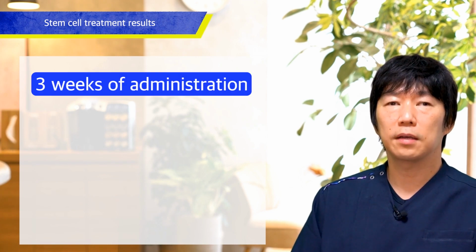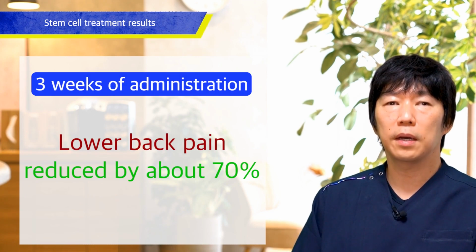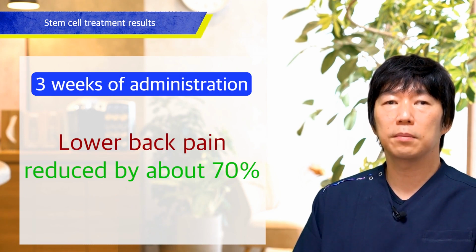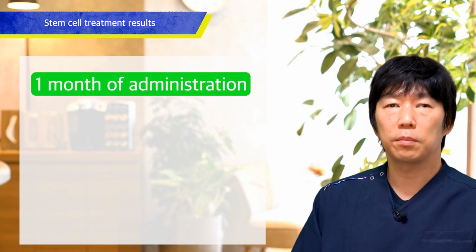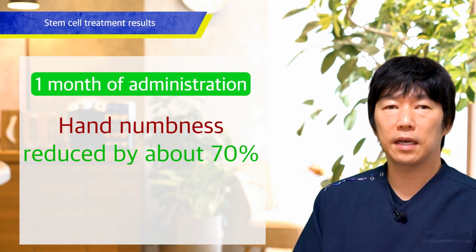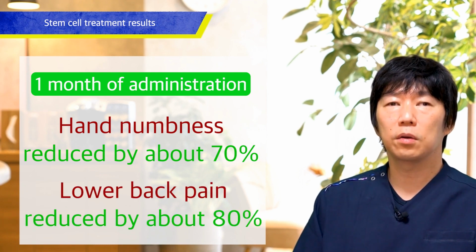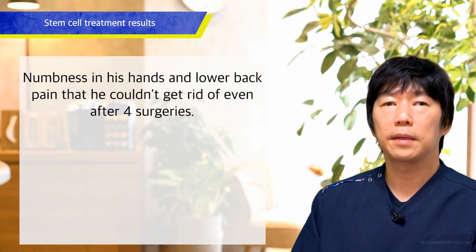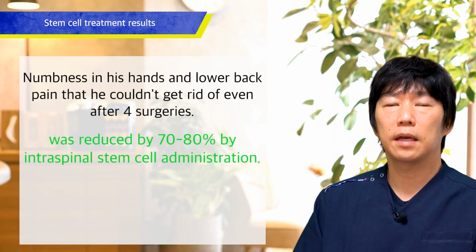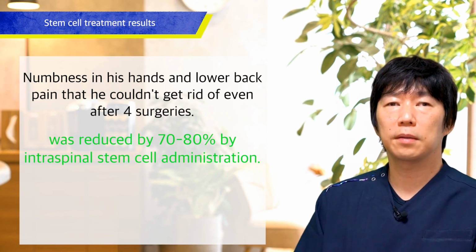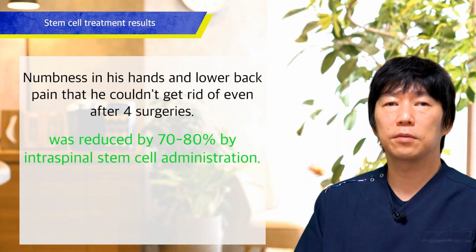And 3 weeks after the administration, the lower back pain improved by 70%. And remarkably, 1 month after the administration, the numbness in his hand was reduced by 70%. And regarding the lower back pain, the pain was reduced by 80%. The numbness in the hands and lower back pain that could not be alleviated by surgery have been significantly improved through the administration of stem cells into the spinal cord.